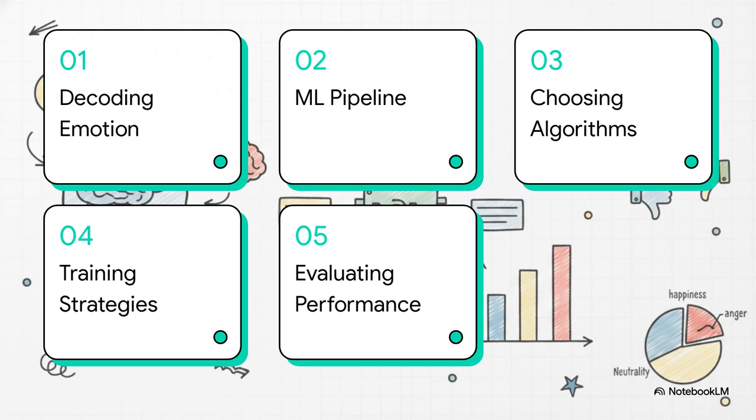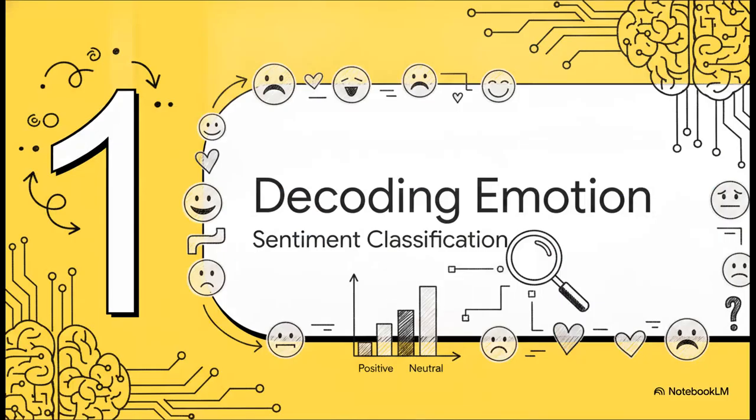So, here's our roadmap for this explainer. We're going to cover decoding human emotion, the machine learning pipeline, choosing the right algorithm, training and testing strategies, and finally, evaluating model performance. All right, let's kick things off with part 1, decoding human emotion through sentiment classification.